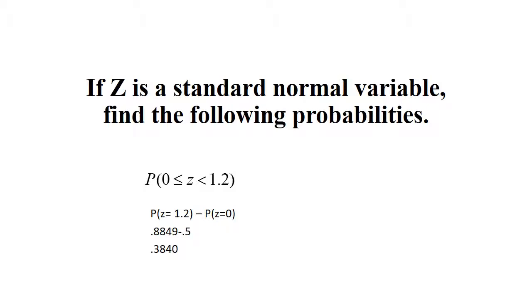With this problem, a z-score of 1.2 gives an area of 0.8849. A z-score of 0 gives an area or a probability of 0.5. When you subtract, you end up with 0.3840.